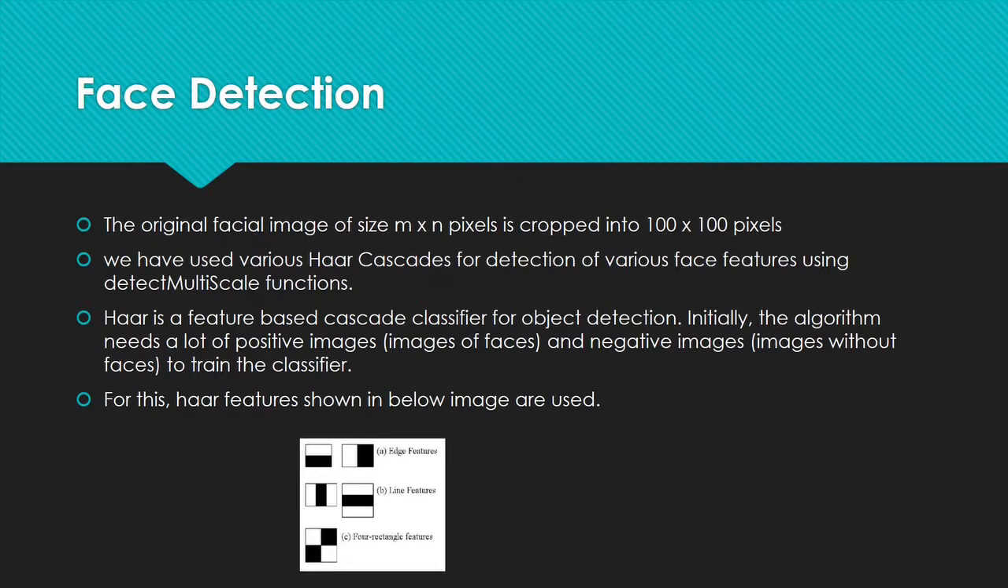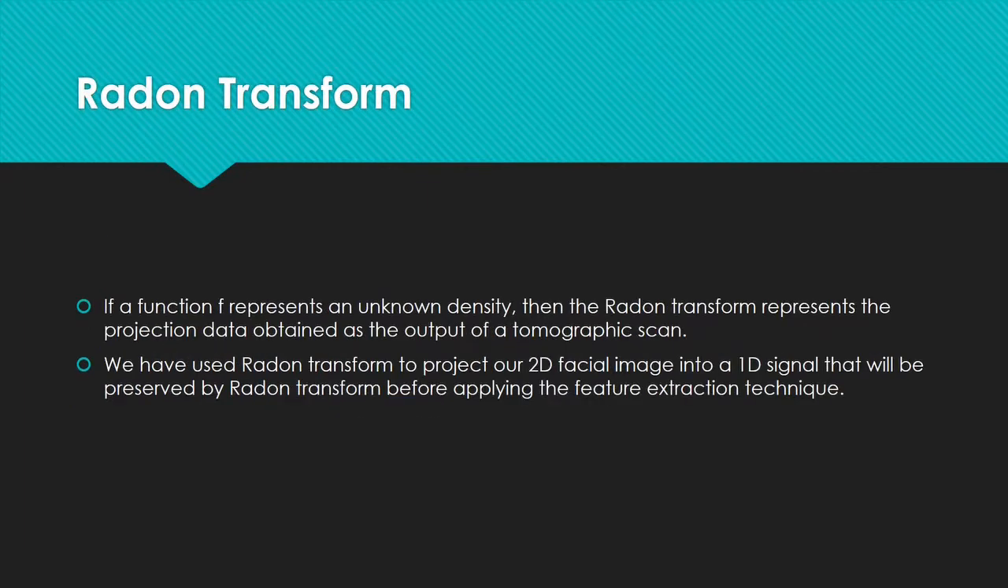Initially, the algorithm needs a lot of positive images and negative images to train the classifier to detect that particular face from an image. These Haar features basically behave like a convolution and detect facial features like those given in the below image over here, which are edge features, line features, four-rectangle features, and so on. It detects the whole face from this.